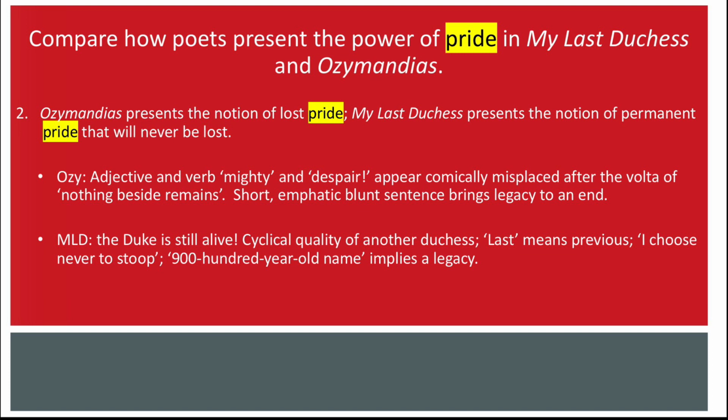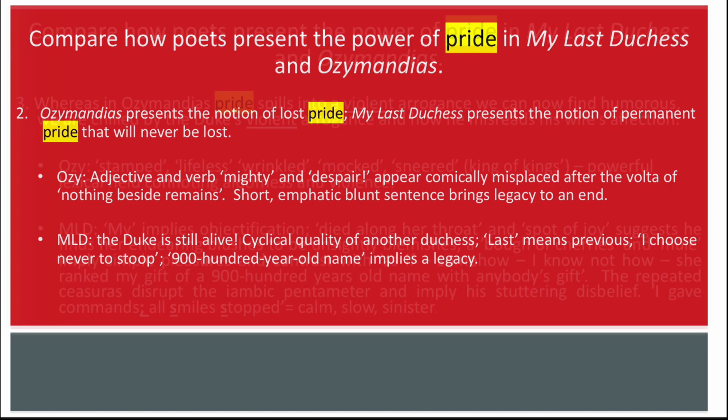Here's a really clever point to extend this paragraph further. The assonance contained in "I choose never to stoop", the assonance here, I'm suggesting, elongates the sentence. It literally makes it sound longer. And the fact that the sentence is, as it were, elongated and stretched out only further serves to emphasize the longevity and the length of his power and pride. Of course, he also makes reference to a 900-year-old name, which implies a very, very long-lasting legacy, all of which is in total contrast to Ozymandias.